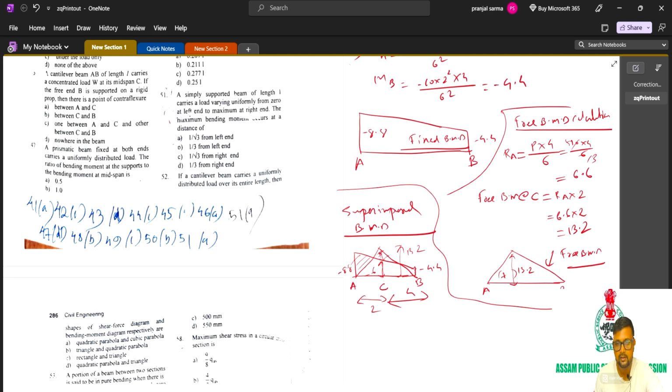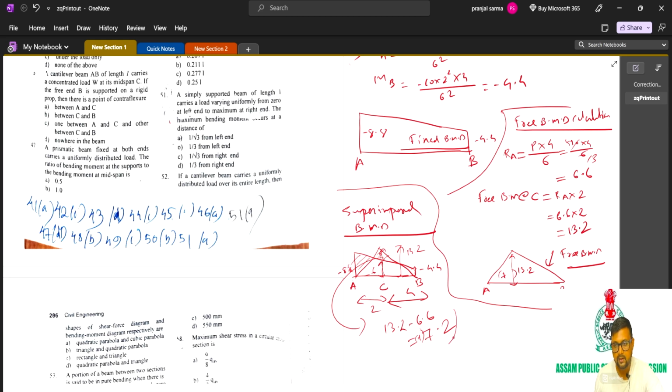How much do you get for this value? This value, how much? 13.2 minus 6.6 to 7.2. Plus, you get, for superimposing, plus 7.2, but minus is how much? Minus 8.8. That means what? The fixed end moment is more than the superimposing bending moment, right? That means what? The maximum bending moment is not occurring just under the load. It is at the support only, right?